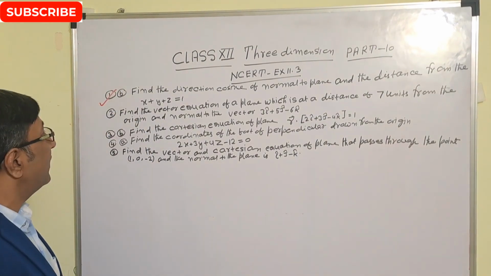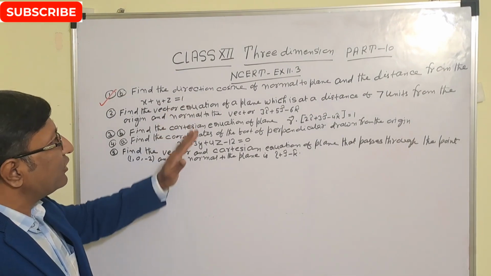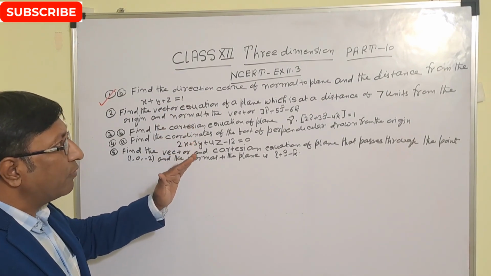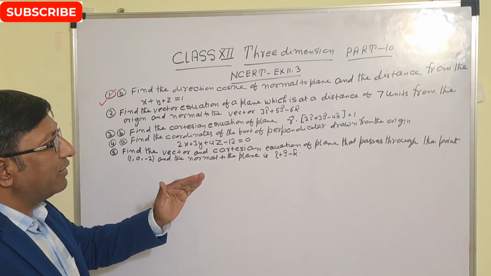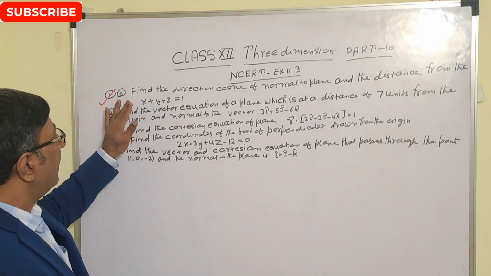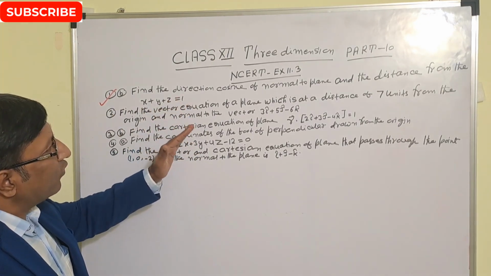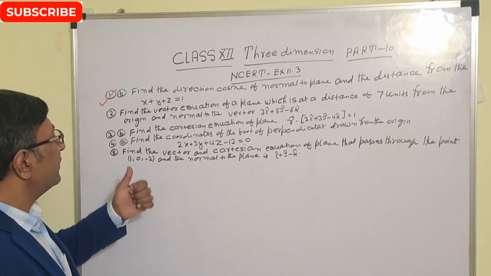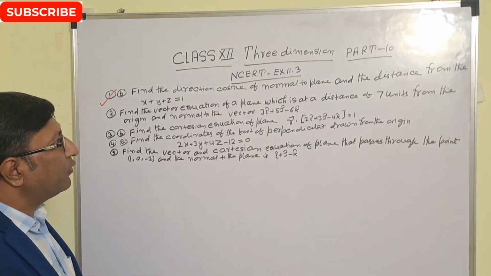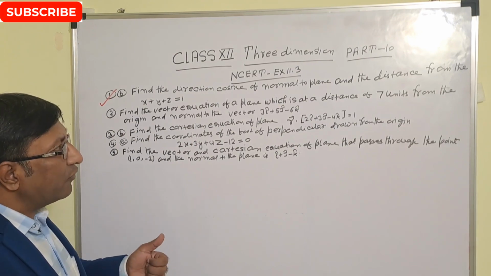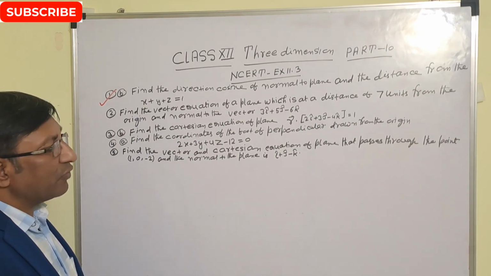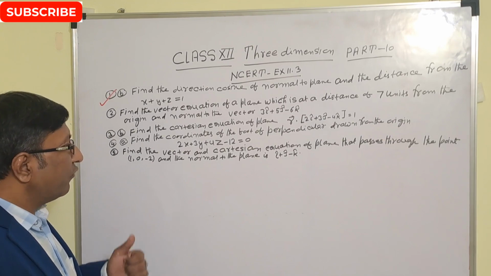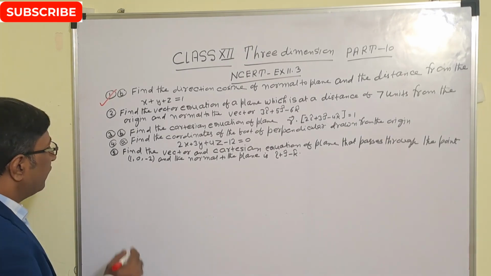तो चलो देखते हैं क्वेश्चन नंबर 1। फर्स्ट क्वेश्चन क्या है हमारा? Find the direction cosine of normal to the plane and the distance from the origin. That is, the distance from this point you have to find. So direction cosine of normal to plane and distance from origin we have to find. So for this type of question, what is the rule?